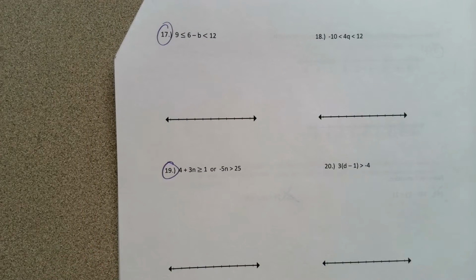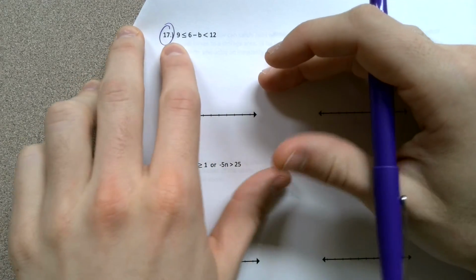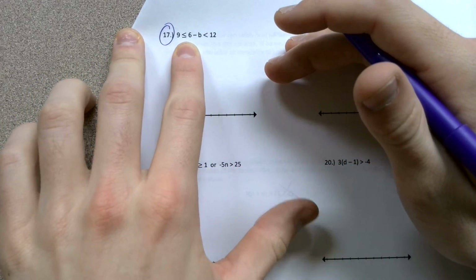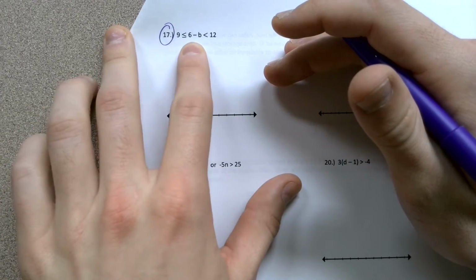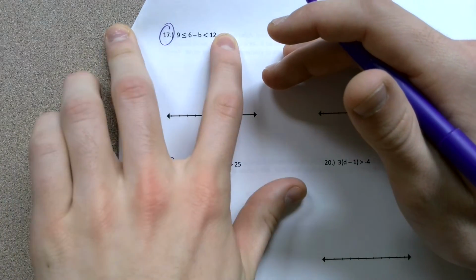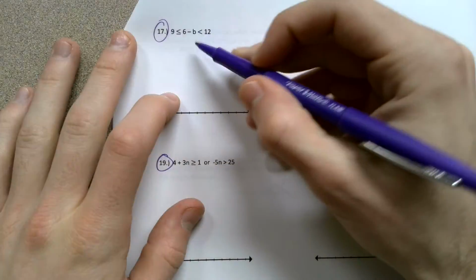Moving on to number 17. We've got those compounds here. We've got more than one. Basically, the key for these is whatever we do to any part of it, we do to both sides. You've got to think about this as being 3 different problems, really. Right in the middle here, we have 9 is less than or equal to 6 minus b, which is less than 12. My first thing is to get b by itself here.